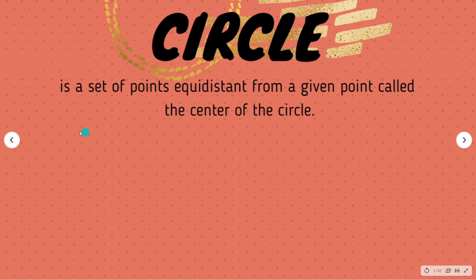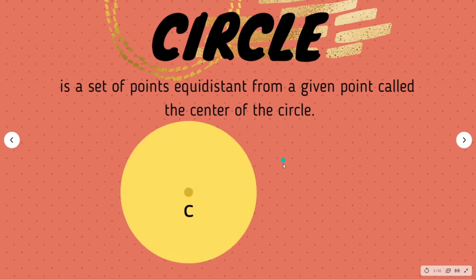A circle is a set of points equidistant from a given point called the center of the circle. Now here's a figure, and here's how you name a circle. It is circle C.